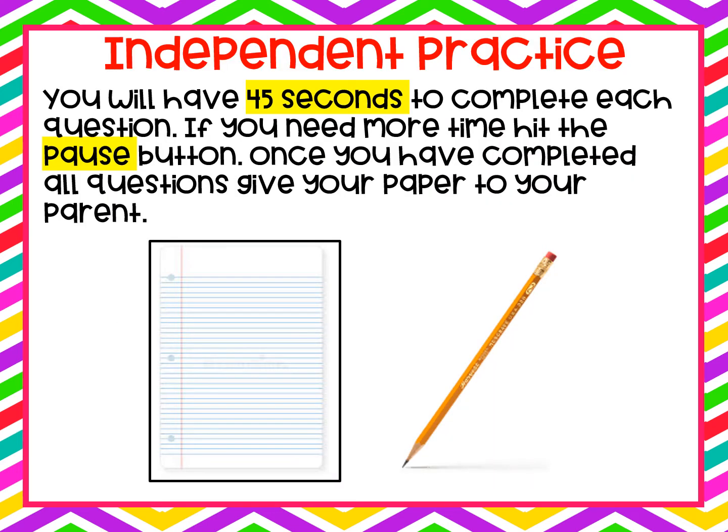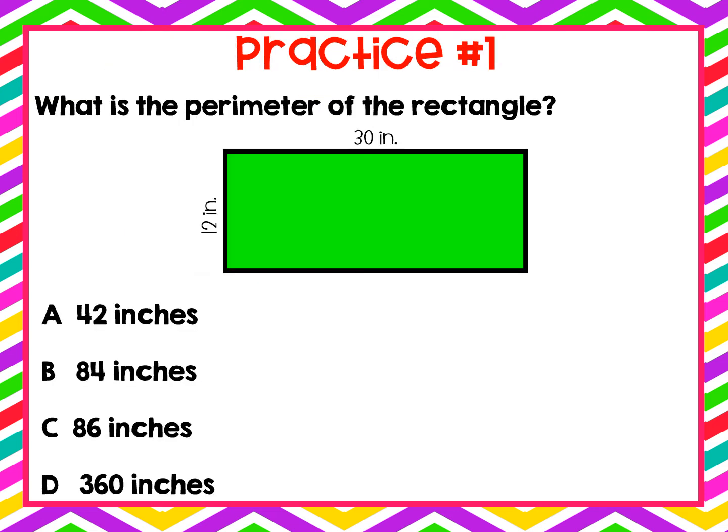Independent practice. You will have 45 seconds to complete each question. If you need more time, hit the pause button. Once you have completed all questions, give your paper to your parent. Practice number 1. What is the perimeter of the rectangle? You have 45 seconds to answer this question. Go!